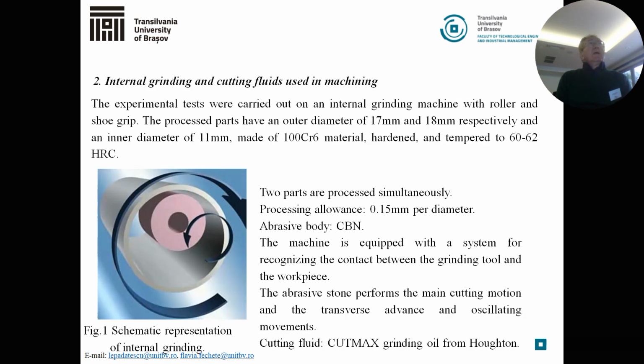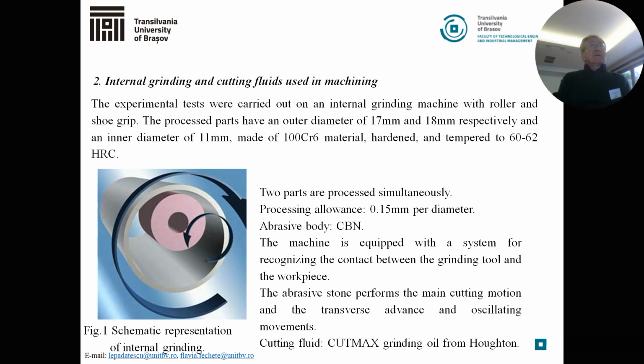Next one. Internal grinding and cutting fluid used in machining. The experimental tests were carried out on an internal grinding machine with roller and shoe grip. The processed parts have an outer diameter of 17 and 18 mm respectively and an inner diameter of 11 mm, made of material 100Cr6, hardened and tempered to 60-62 HRC. Two parts are processed simultaneously.